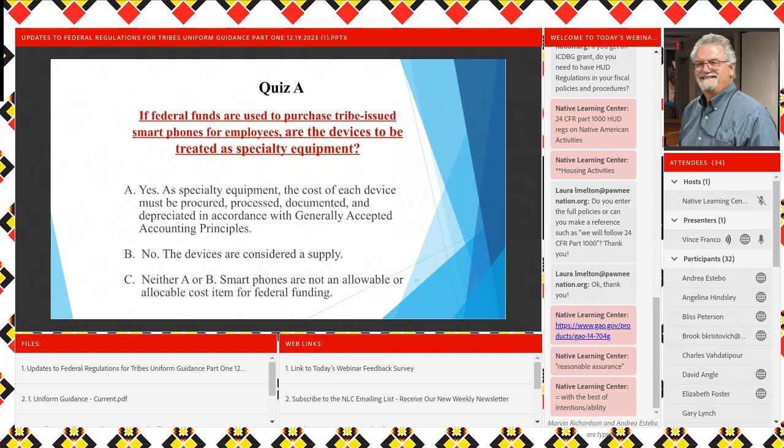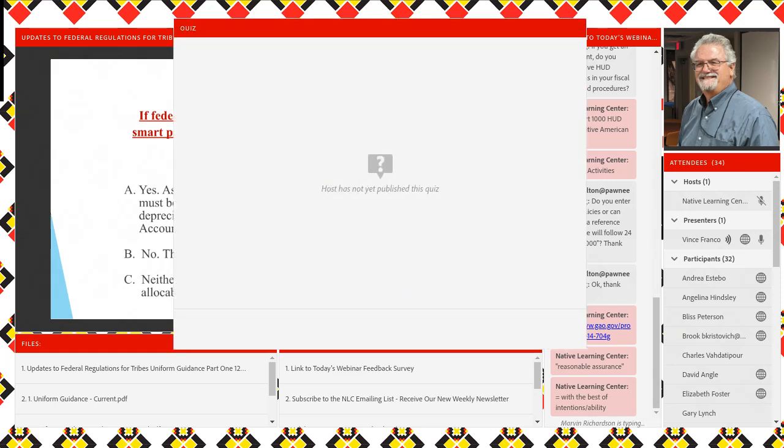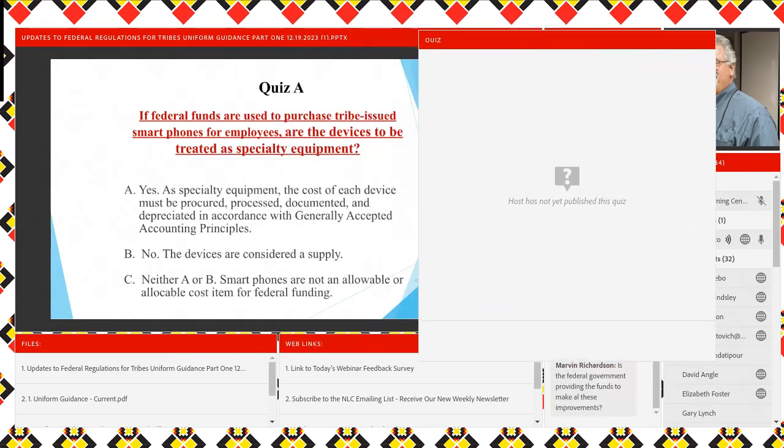Keep moving. All right, quick question, a quiz here. If federal funds are used to purchase tribe-issued smartphones for employees, are the devices to be treated as specialty equipment? A: Yes, as specialty equipment. The cost of each device must be something. B: No, the devices are considered a supply. Or C: Neither A or B, smartphones are not an allowable or allocable cost item for federal funding, according to subpart E. What will it be? What's your answer there? It's a good question.